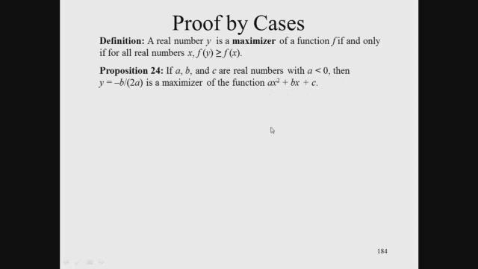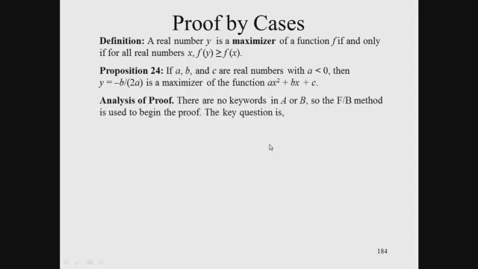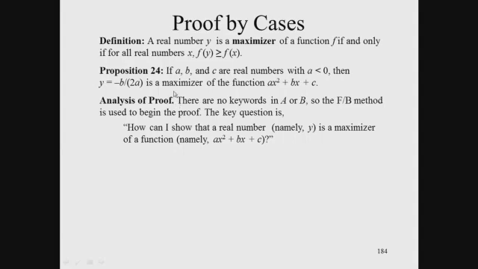By now you have learned to identify the hypothesis A and the conclusion B. You know that the next step is to choose a proof technique based on keywords that you see in the proposition. What proof technique would you use to start this proof and why? The forward method, since there's no keywords. The forward-backward method, because there are no keywords. Correct. So let's do that, and let's ask the usual key question. How can I show that a number is a maximizer of a function? Exactly. How can I show that a number is a maximizer of a function, for which we will, as usual, use a definition to provide the answer?